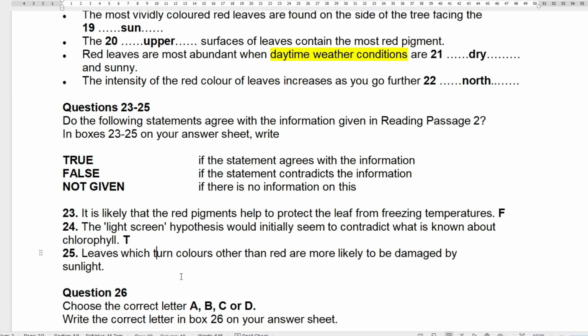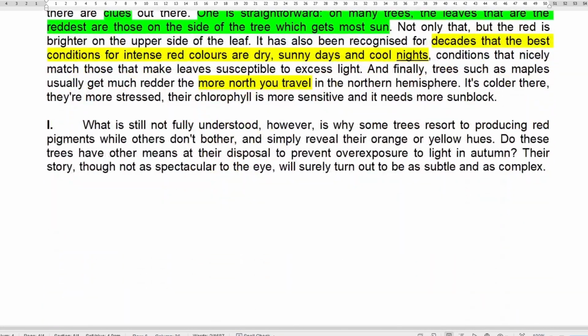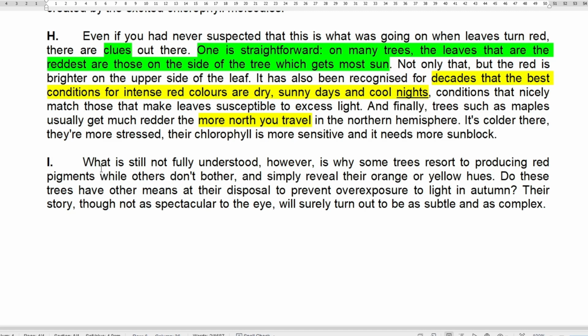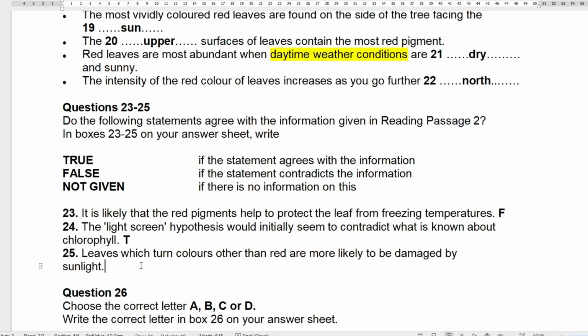Leaves which turn colors other than red are more likely to be damaged by sunlight. There was nothing about harming the plant when exposed to sunlight. However, what is not fully understood is why some trees resort to producing red pigments while others don't bother, and simply reveal their orange or yellow hues. Do these trees have other means at their disposal to prevent overexposure to light in autumn? Their story, though not as spectacular to the eye, will surely turn out to be as subtle and as complex. Okay, so this number we're not going to deal with so much. The answer is not given for that.